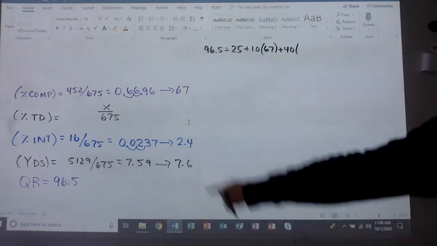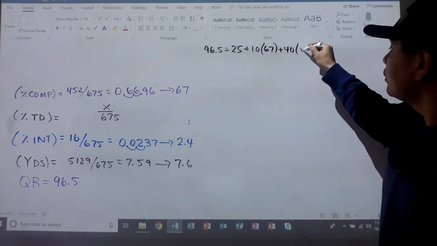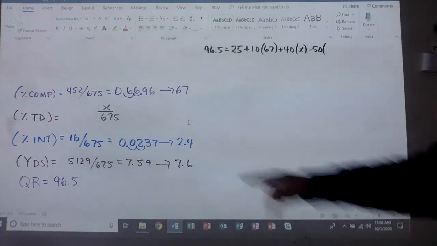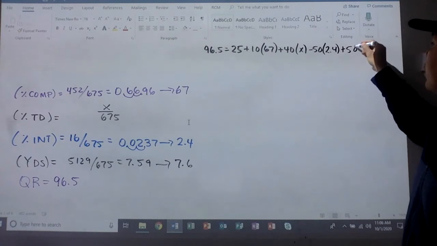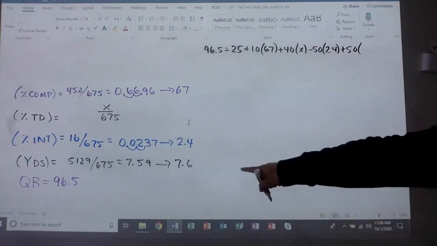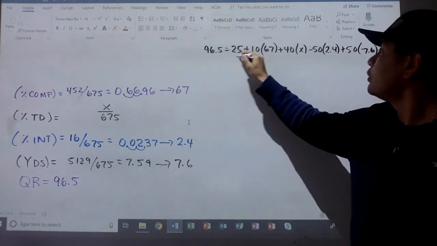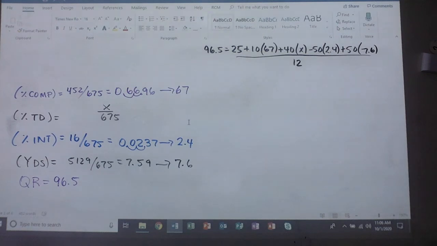Plus 40. That's usually where my touchdown goes, but I don't know what it is. I'm going to give it an X. Minus 50, my interceptions, 2.4. Plus 50, the yards, 7.6. All over 12. I got to make everything disappear. I got to find the value of that X.